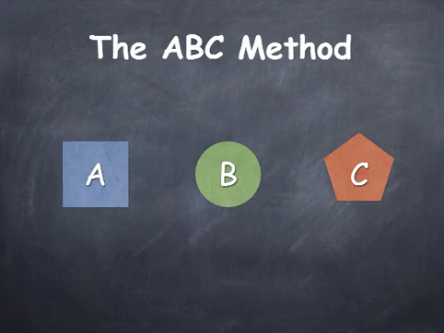The A in ABC requires a person to identify the antecedent of the behavior, or what came before the behavior occurred. The B in ABC requires a person to document the behavior. This includes describing exactly what was seen and heard when the behavior occurred. And C in the ABC requires a person to observe the consequences of the behavior. Do they extinguish the behavior, or does the behavior continue?